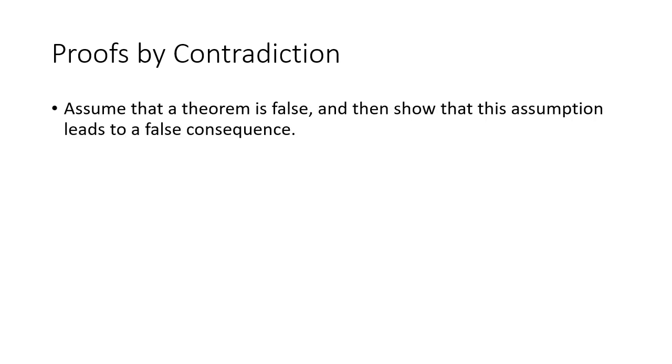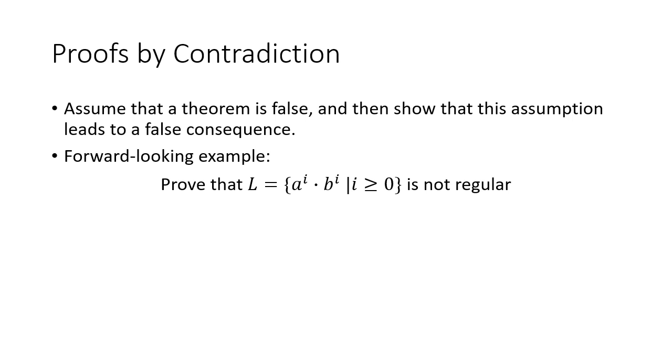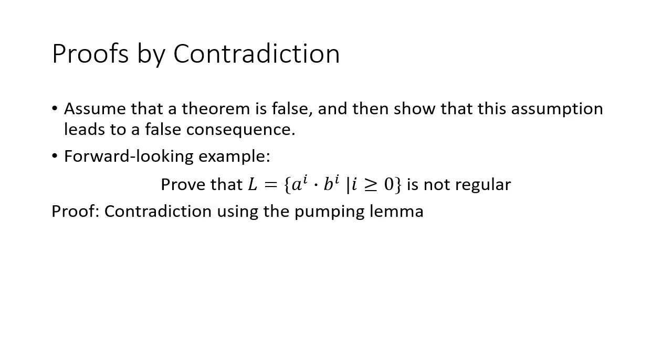The other kind of proof that we're going to see most frequently in this class is proofs by contradiction, which basically means that we assume that a theorem is false, and then we show that this assumption leads to some sort of false consequence. So let's do another forward-looking example. Again, I know we don't know what these particular things mean, but let's prove that this particular language, a^i b^i for i greater than or equal to 0, is not regular. We're going to prove it by contradiction using something called the pumping lemma, which we'll see later on.